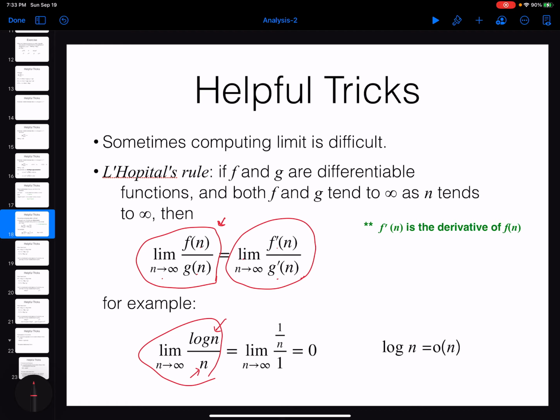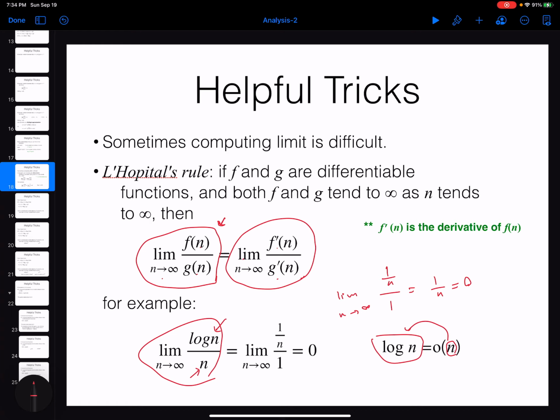So the derivative of log of n is going to be 1 over n. The derivative of n is going to be 1. So the limit of this when n approaches infinity is going to be equal to 1 over n, which of course approaches 0. So n is going to be strictly faster than log of n. Of course, we knew it before. I just wanted to give it as a simple example for this L'Hopital theorem.